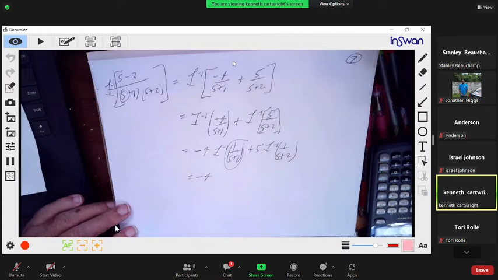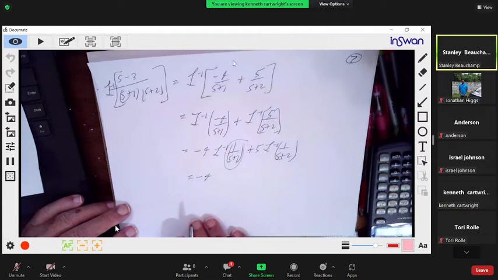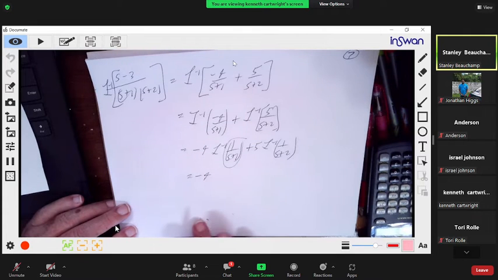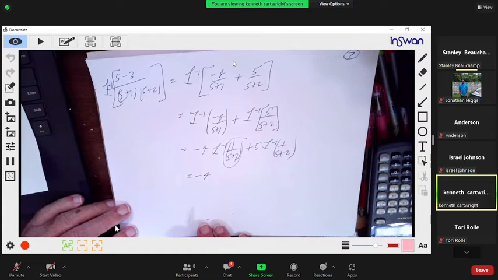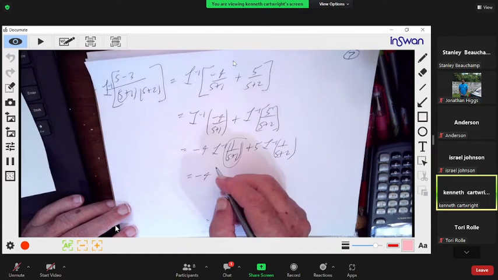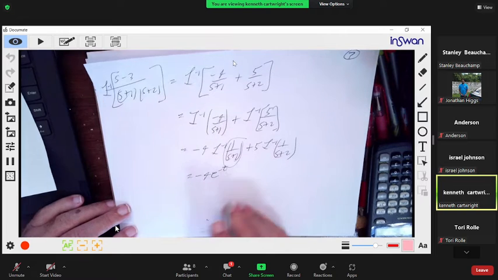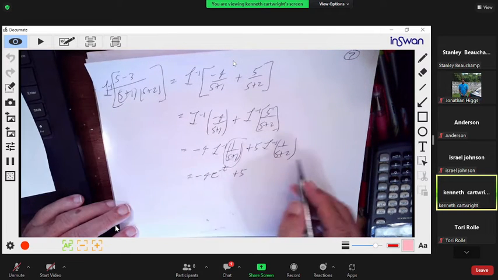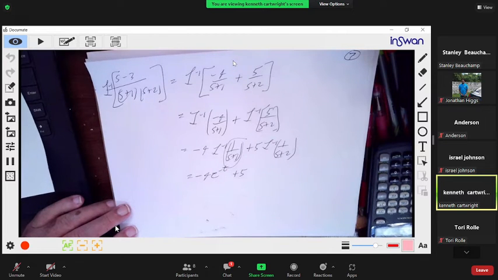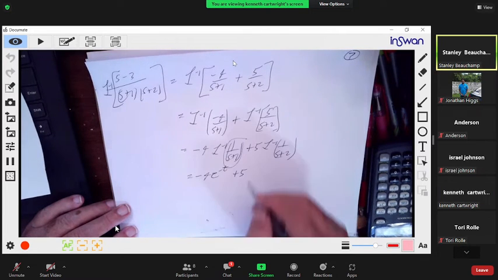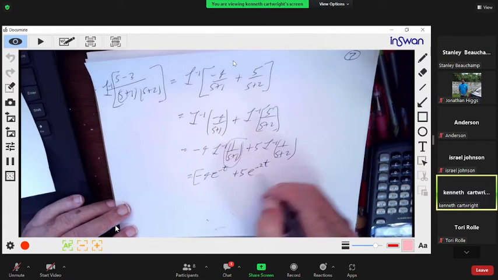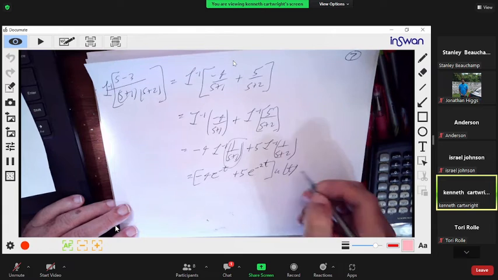Folks, I told you all to memorize that table. Excuse me? E to the negative alpha t. What's alpha? Alpha is 1. So e to the negative t. Right. What's this one? E to the negative 2t. Of course, all of that is being multiplied by u of t.